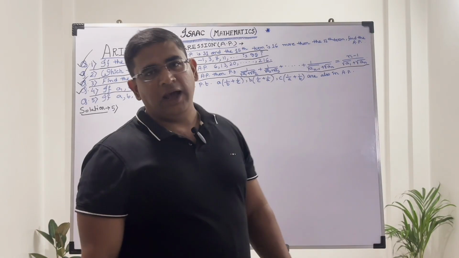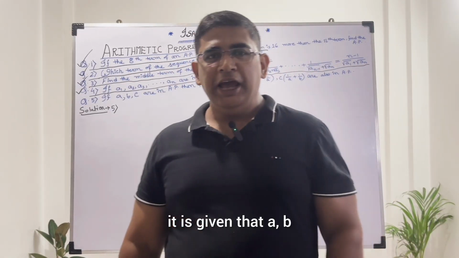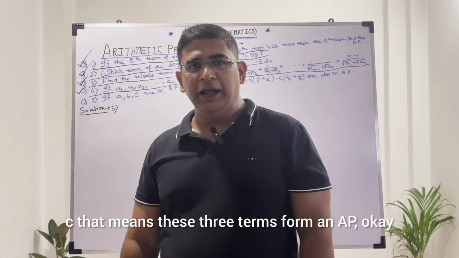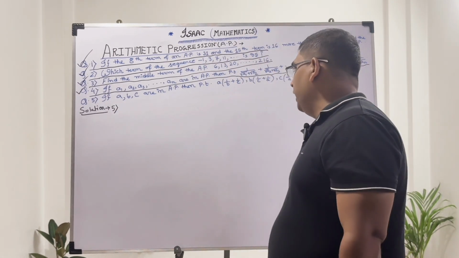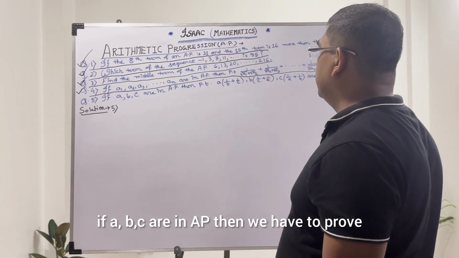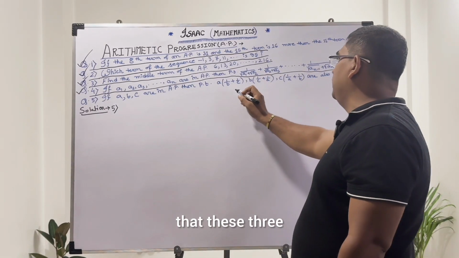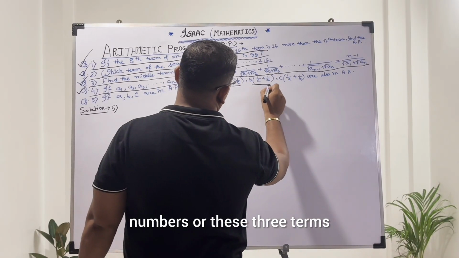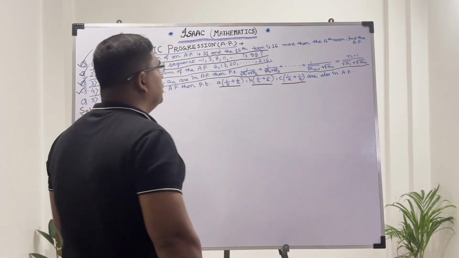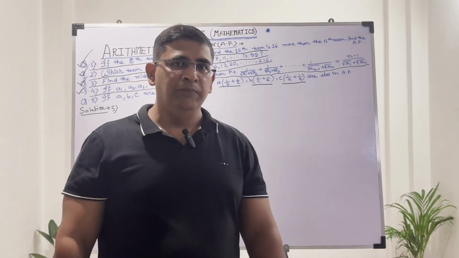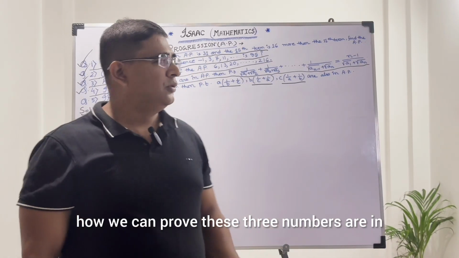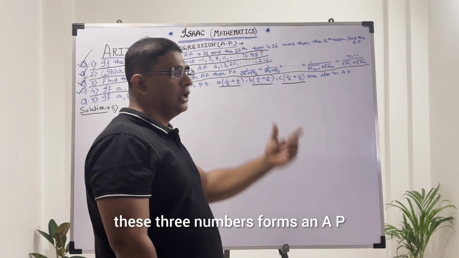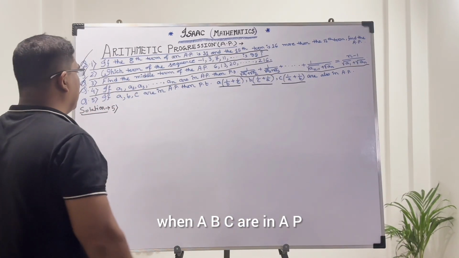In problem number 5, it is given that A, B, C, that means these three terms form an AP. Okay. So if A, B, C are in AP, then we have to prove that these three numbers or these three terms will also be in AP. So let us study how we can prove these three numbers form an AP when A, B, C are in AP.